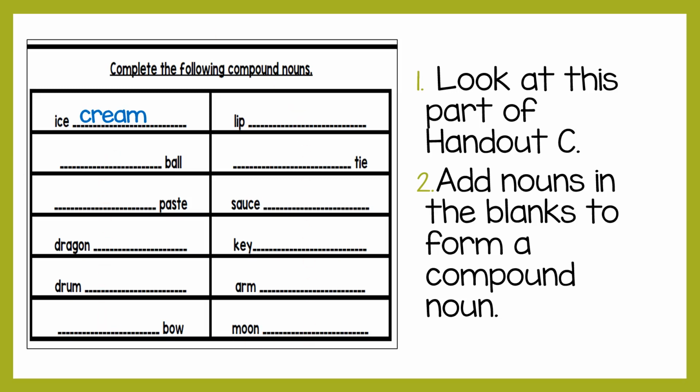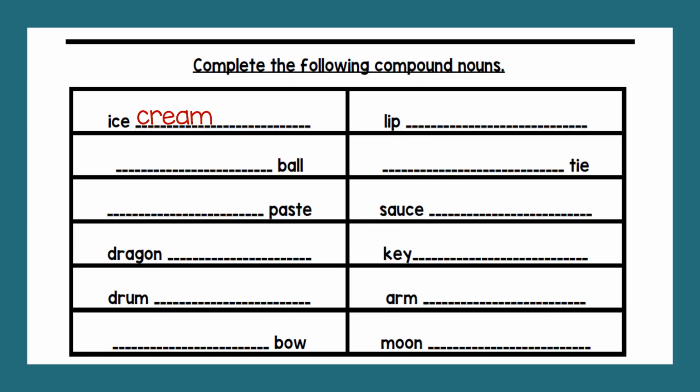Pause the video while you do the handout, and you can play it again once you are done. Let's check your answers together. The first one has been done, ice cream, remember? The second one, you have already been given ball. So what can you add to that? Football. You can also write basketball, softball, volleyball. Okay, remember? The cat, one perkataan, one word. Next, paste.